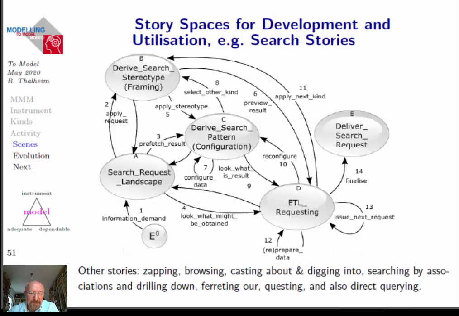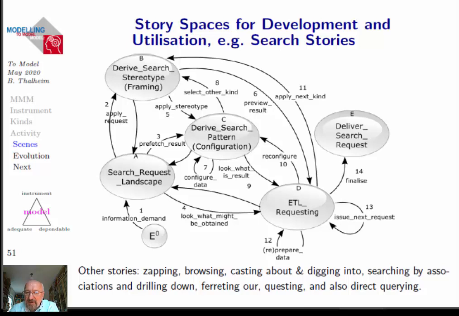For instance, turning back again to search, we can derive, let's say, some kind of search request. That means in this case we are somehow developing the landscape. Then we can go as a next step to derive a search stereotype. That means we are framing. Then we go next to derive some kind of search pattern. That means it's nothing else as configuration. Then we might develop an extract, transform, load requesting mechanism, and finally we deliver our model.